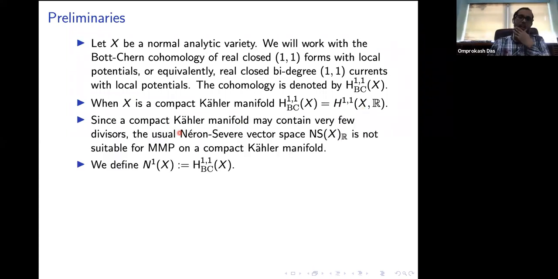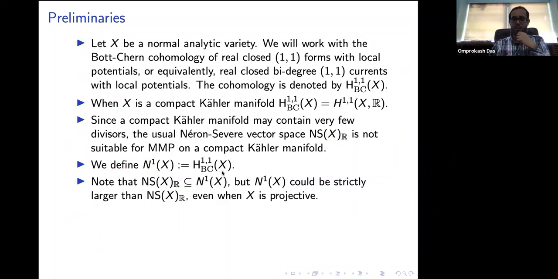Now here's the thing. A compact Kähler manifold may contain very few divisors, or perhaps no divisor at all. In those cases, the usual Néron-Severi vector space NS that we have in projective varieties, divisors modulo numerical equivalence, is not suitable for MMP on compact Kähler manifolds. It could be too small, or possibly empty, or just finite. So we extend this. We define N^1 as a Bott-Chern cohomology class, and we know from simple cohomology that the Néron-Severi is inside of this N^1.